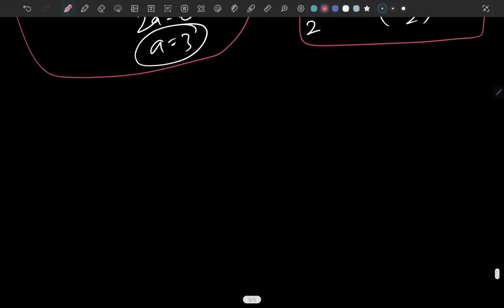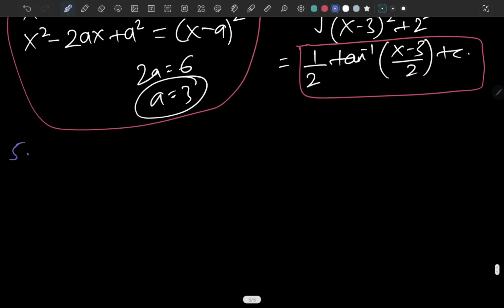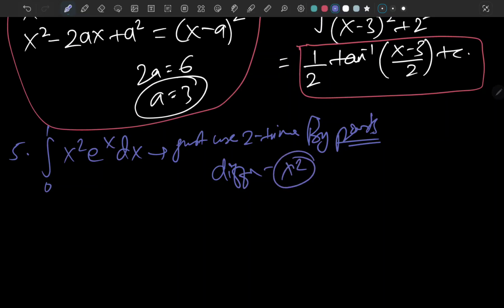Okay, so I'm having another integral. It's quite easy, and I'm just going to tell you the way of doing it. I'm not going to do this. So the integral is 0 to 1 of x squared e to the x dx. Just use integration by parts two times.